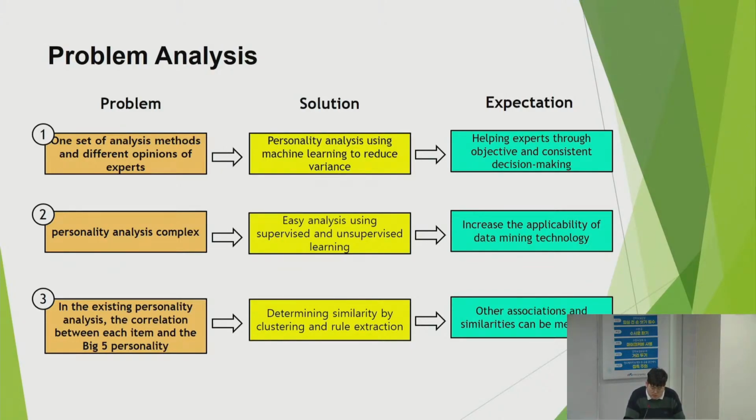And when analyzing personality, it is necessary to help the analysis using supervised and unsupervised learning. And it only shows the association between each item and the Big Five personality. In the traditional personality analysis that people who took the test knew, it is necessary to help people who have similar personality other than your own, and what kind of personality there are.